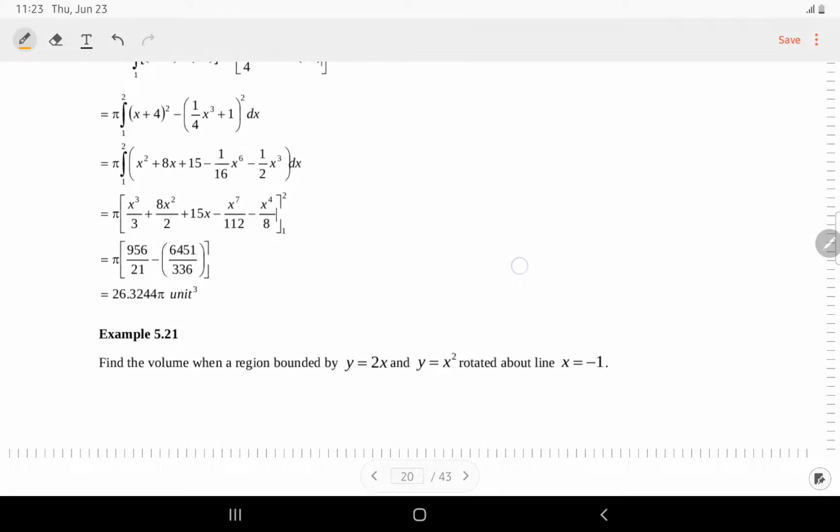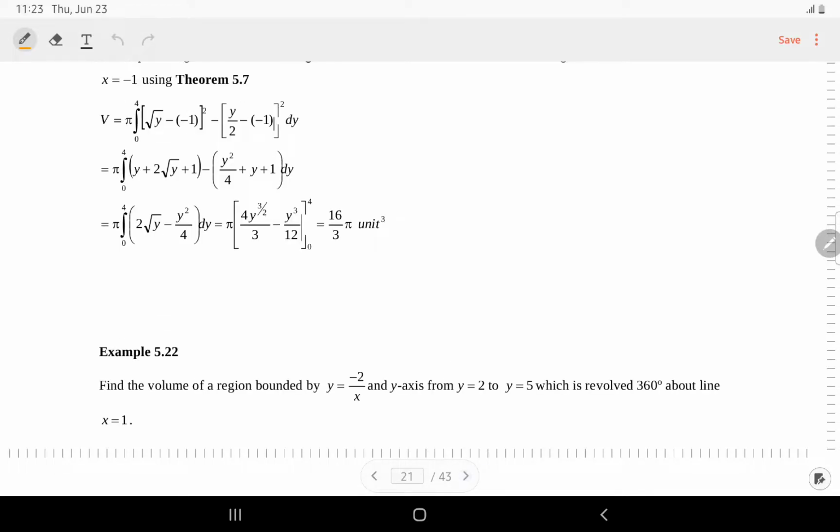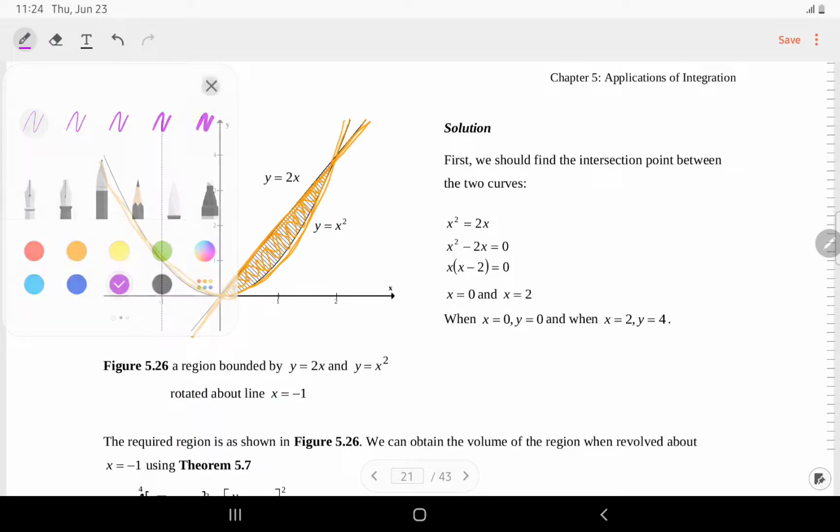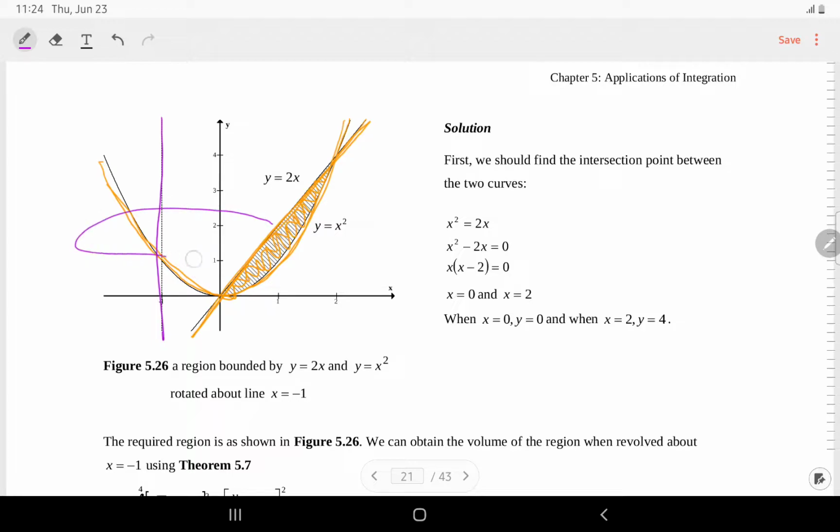Okay. Next, example 5.21. The region bounded by y equals 2x, this straight line, and then y equals x squared. It says the region is bounded by these two functions. So the region is this one. This region will be revolved 360 degrees about the line x equals negative 1, so it rotates 360 degrees about this line.